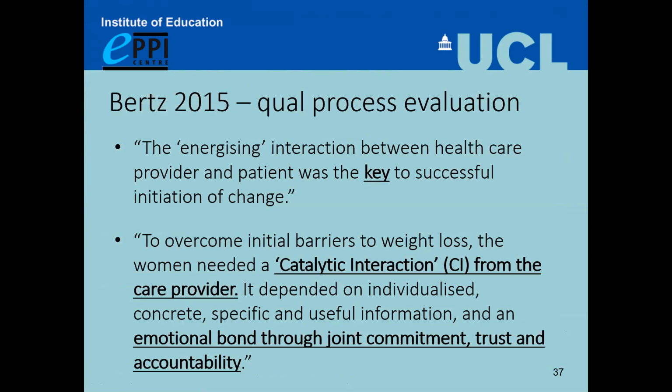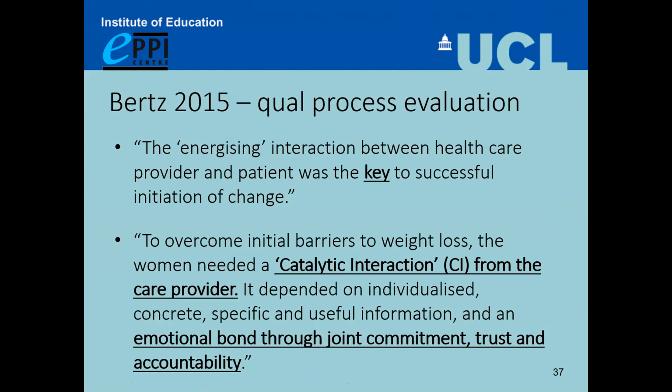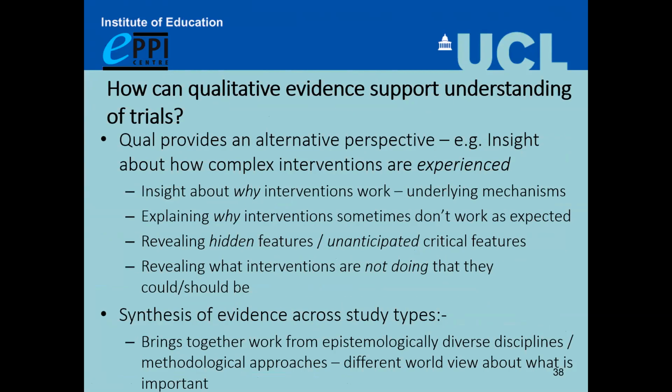So coming back to that point, often working with trials alone to determine what's working in complex interventions, the information that's provided just isn't sufficient. I don't think anybody would have concluded from this intervention description that the key component or critical factor was a relationship or an emotional bond, or joint commitment or trust and accountability. So it's just a nice example of the kind of information that qualitative evidence provides and how it can be really critical to understanding the effectiveness of trials.